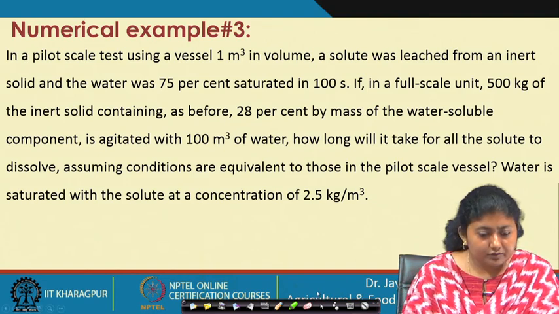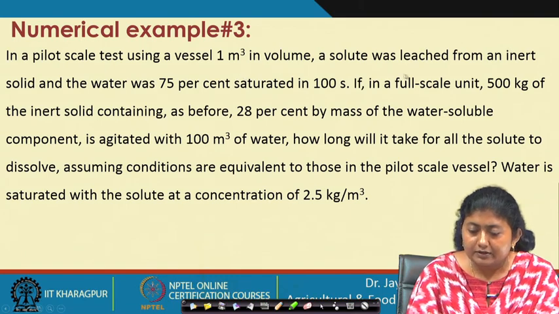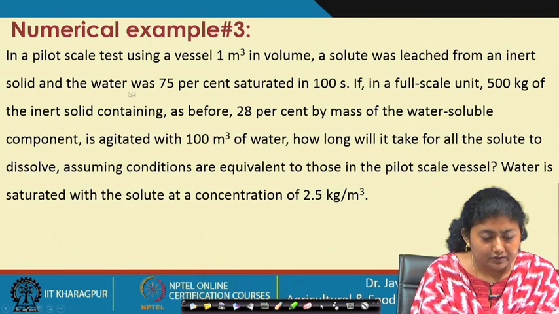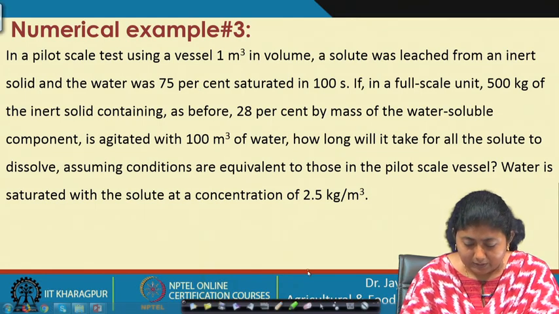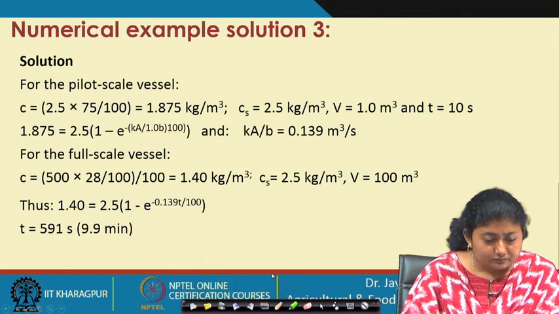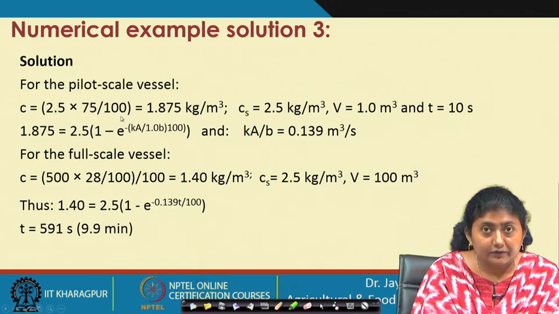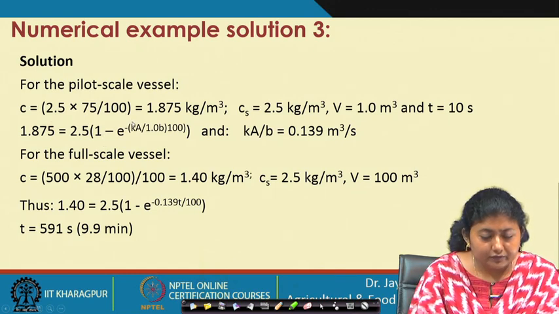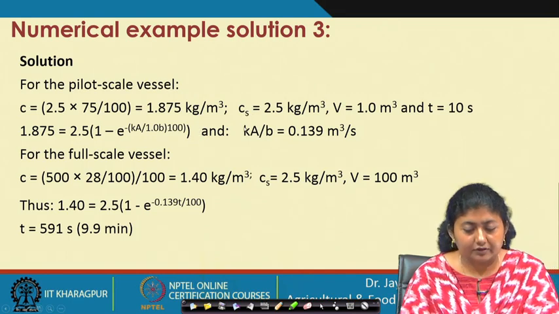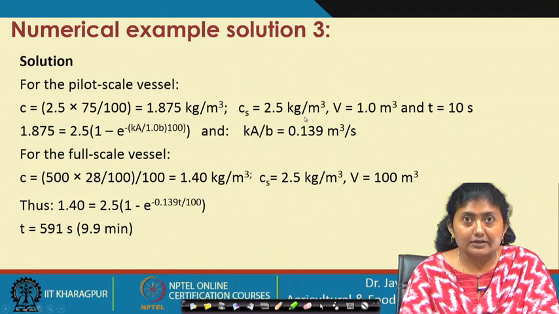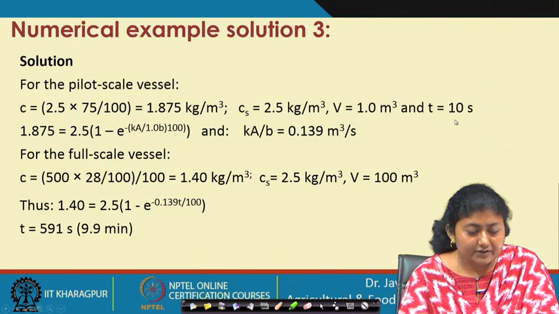First, we are using a pilot scale vessel of 1 meter cube volume, and the solute was leached from an inert solid and the water was 75% saturated in 100 seconds. Now for the pilot scale vessel the concentration will be 2.5 into 75 by 100. So we are getting 1.875 kg per meter cube, this is the concentration, and Cs, in the saturated solution, the concentration is 2.5 kg per meter cube. Volume of the pilot plant is 1 meter cube and time is 100 seconds.